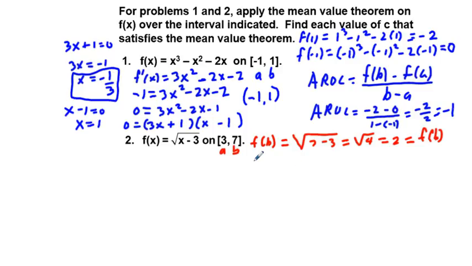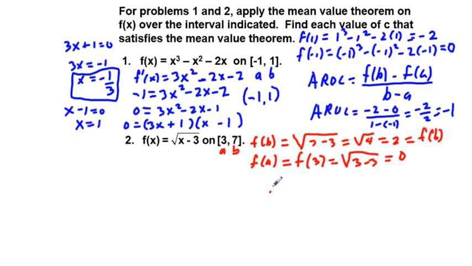And our f of a is going to be f of, what was it, 3? So we're going to get square root of 3 minus 3, and 3 minus 3 is 0, so we're going to have 0. So that's going to be our f of a.